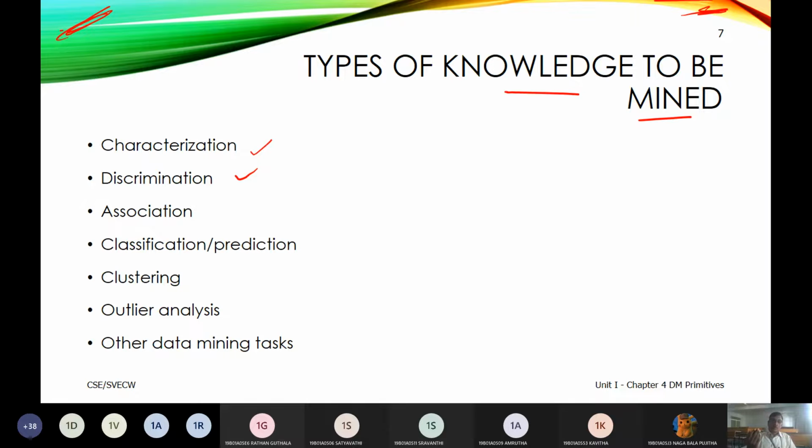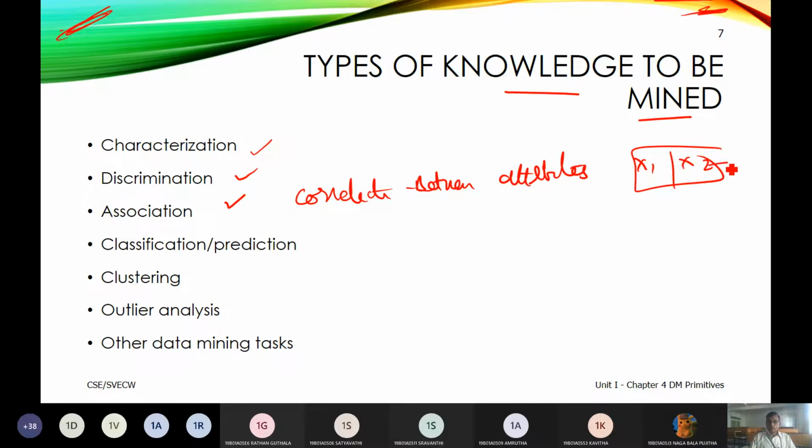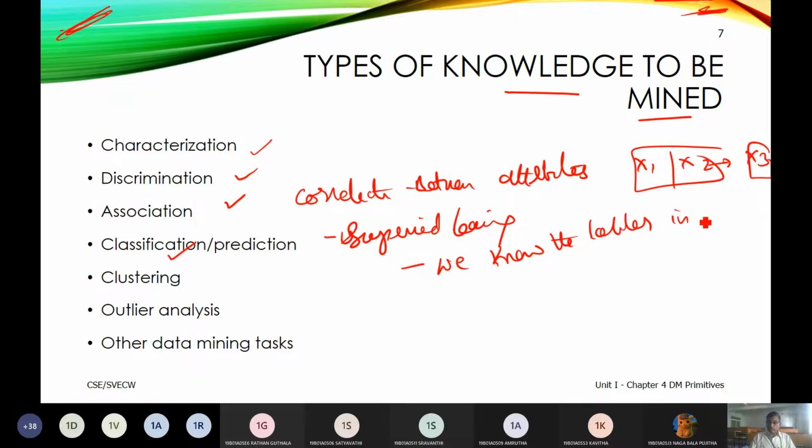So that is where we bring the word discrimination, followed by association. In association, you are going to make some correlation between attributes. So attribute 1 and attribute 2, you are able to correlate, and then you are going to identify what will be the third content. The next thing was supervised learning, where we know the labels in advance.